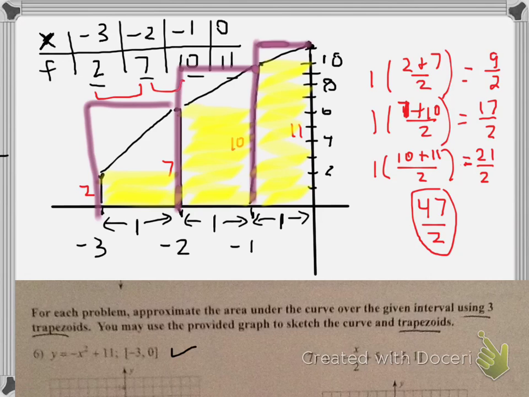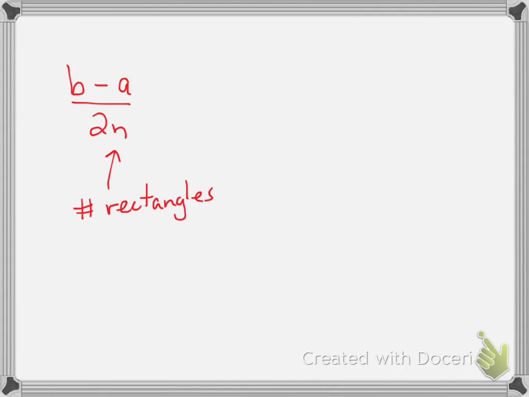There is a shortcut, or a trapezoid formula. I'm not sure that it's worth noting. It's based on the fact that we end up using each of the lengths over again. I'll show you if you want to use it. You can. I don't think it's worth memorizing. So it's b minus a over 2n, and n is the number of rectangles, and b minus a is your interval.